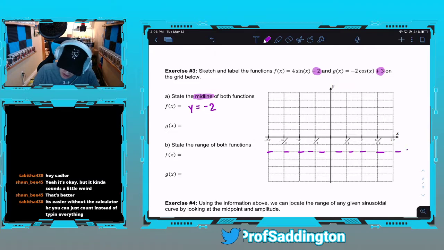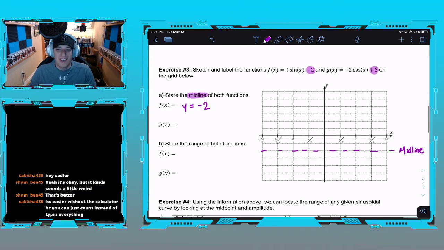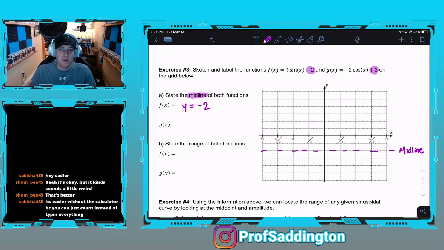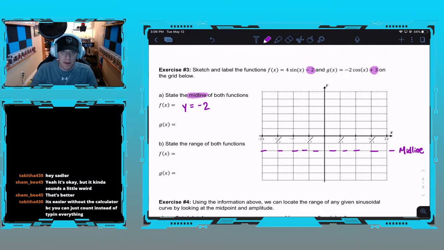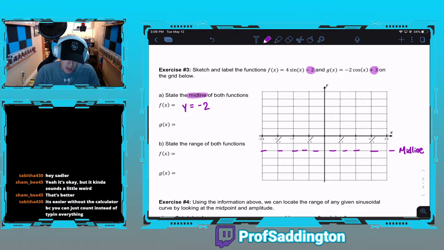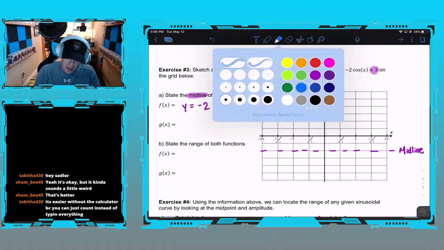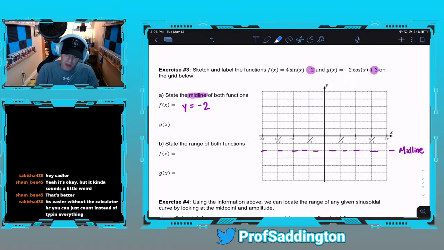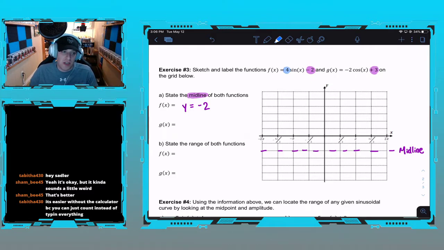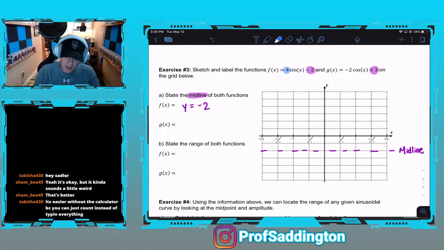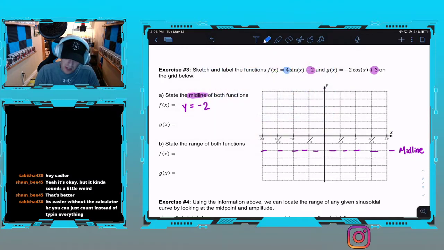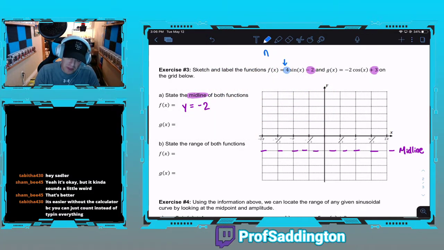So this is just known as the midline. It's the middle line of the function. It's not actually part of the function though, and that's why it's dashed. The other thing that we've talked about is the number that comes out front, and that's this number right here. On the front page, I could scroll back up, but I'll just reiterate it. This number is known as our amplitude.